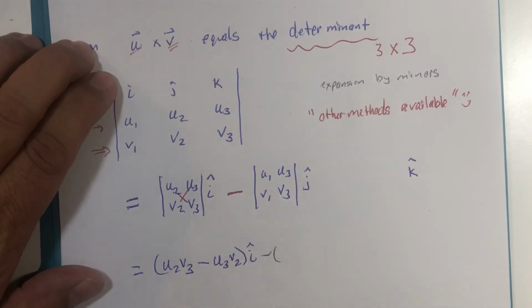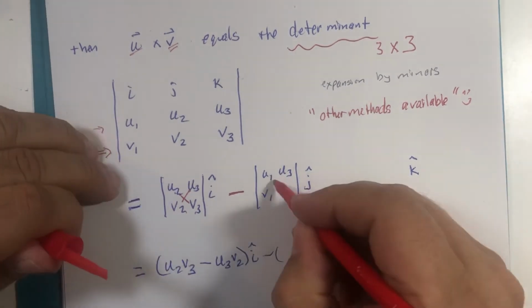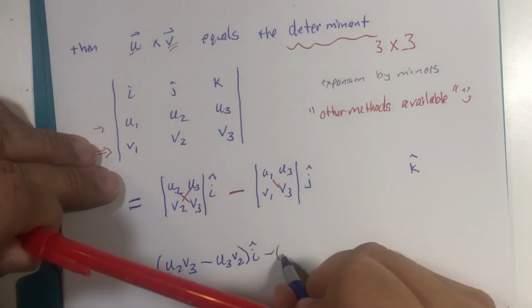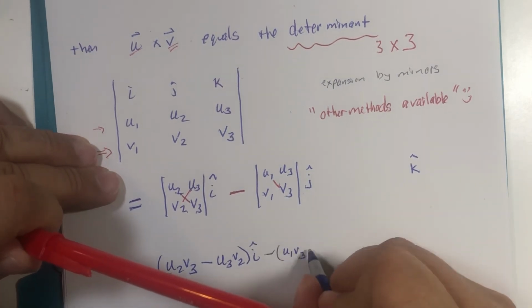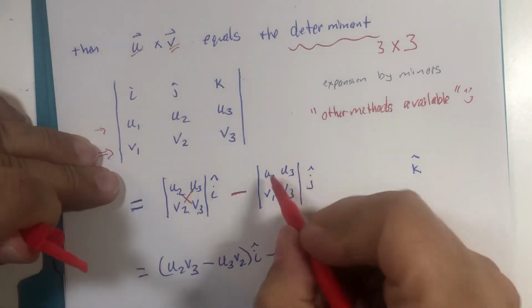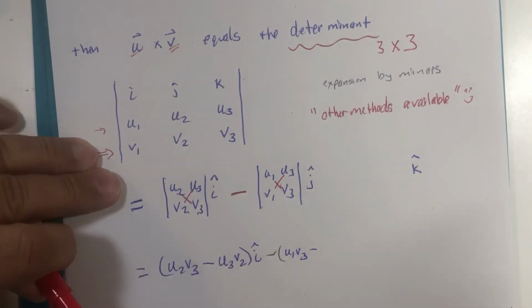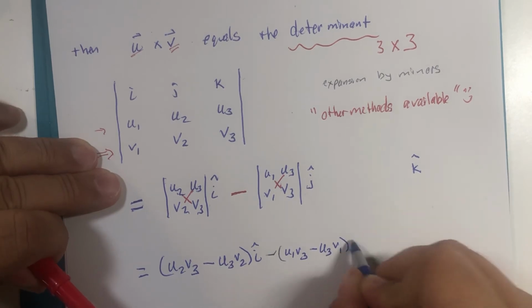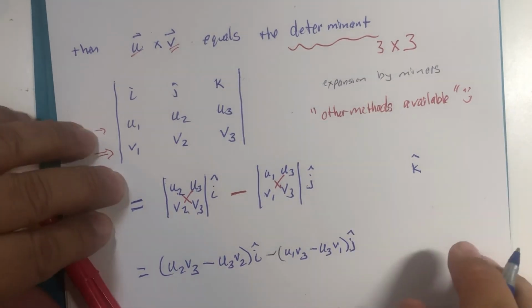Minus U1, V3 minus U3, V1 times J. More piece.